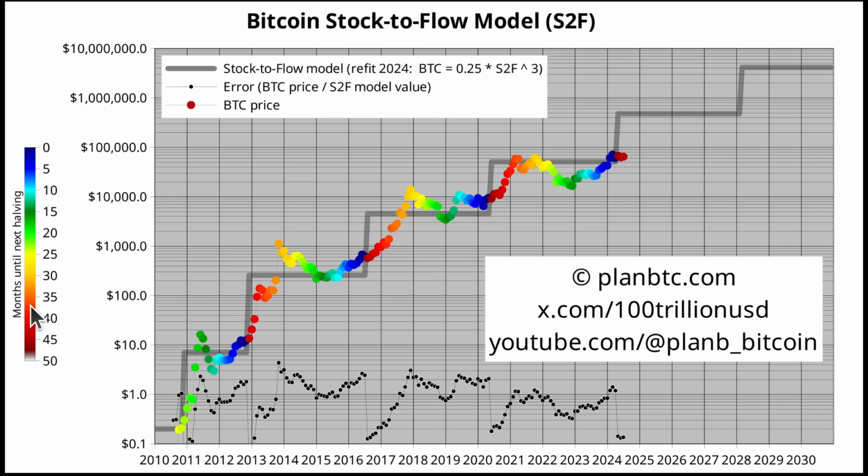There's 3 lines in the chart. There is a price chart. That's the colored dots with this color overlay over it. Then there's the model in the gray line, and there's the error of the model. That's basically the difference between the model and the actual price.